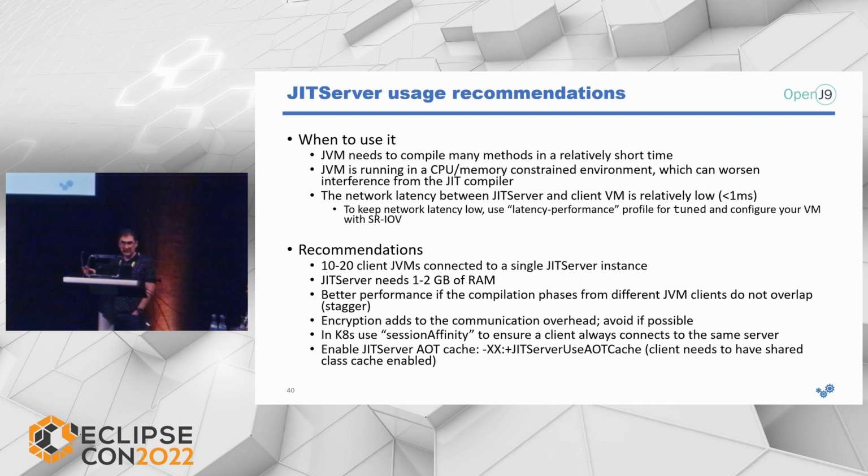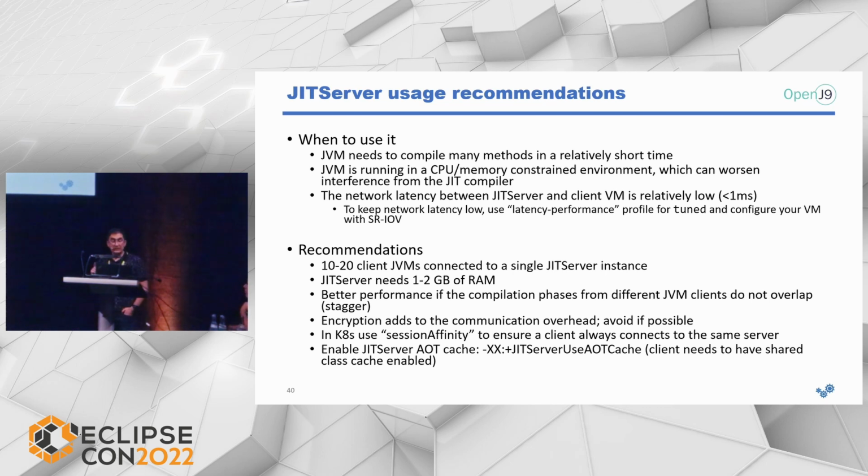I would connect anywhere between 10 to 20 JVMs to a single JITServer instance. You can go more than that. We've connected more than 100 with no problem, but in those cases, you need to give JITServer more memory and more CPU. Speaking of memory, the JITServer uses between 1 and 2 gigabytes of memory. You may achieve better performance if the compilation phases from different JVMs do not completely overlap. So try to start your application in a staggered manner. Encryption does add to the overhead, anywhere between 5 to 10% extra CPU. So if you can avoid it, please do so.